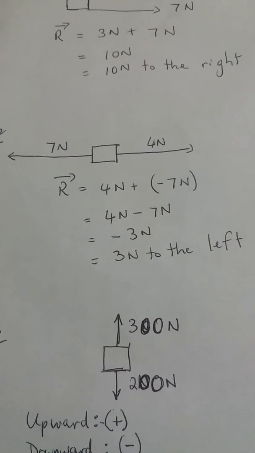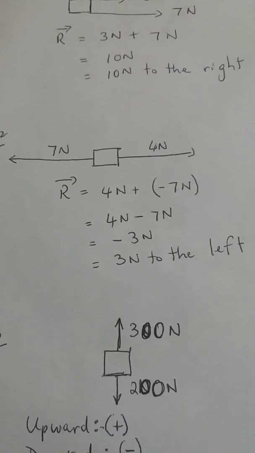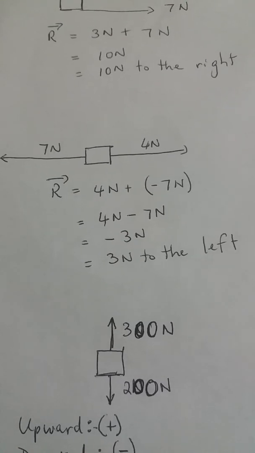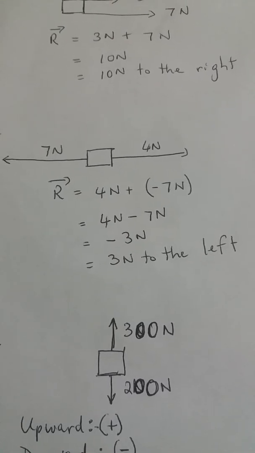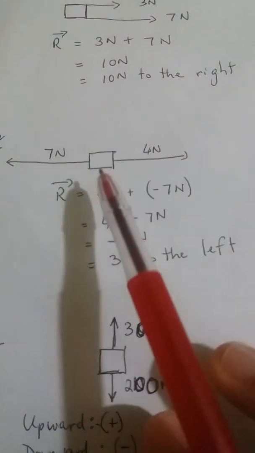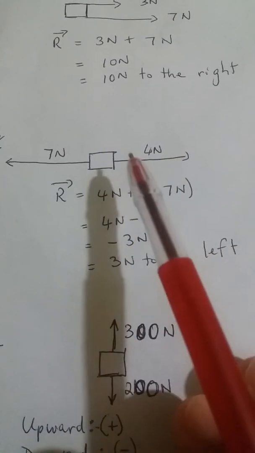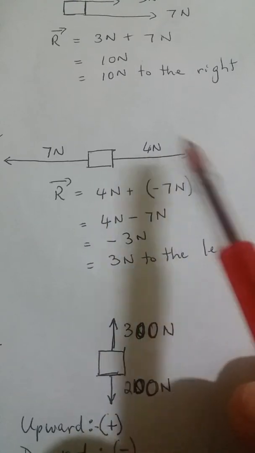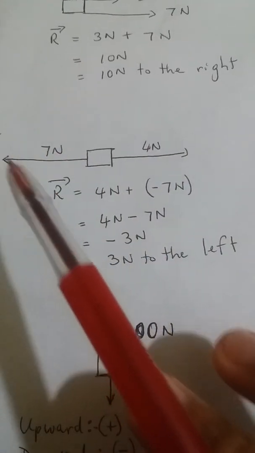Okay, so here we are looking at the addition of anti-parallel vectors. Remember that anti-parallel vectors are vectors that act in opposite directions. So we see here we have forces being used in this case: 4 newtons acting to the right and 7 newtons acting to the left.